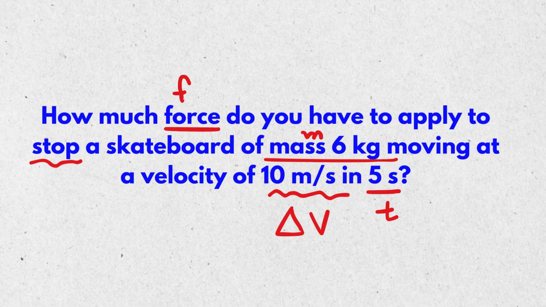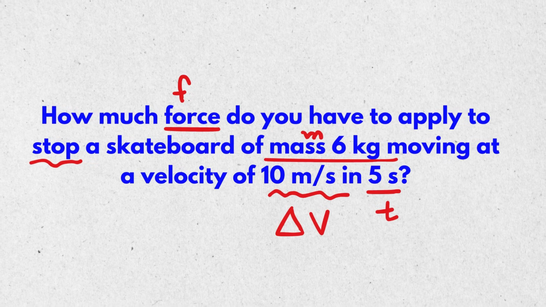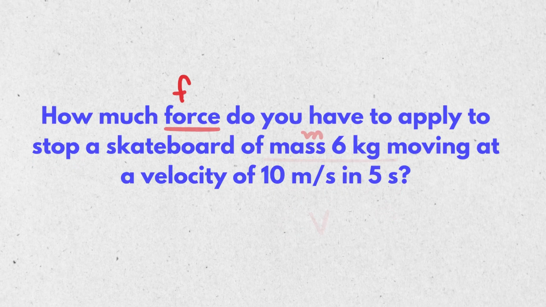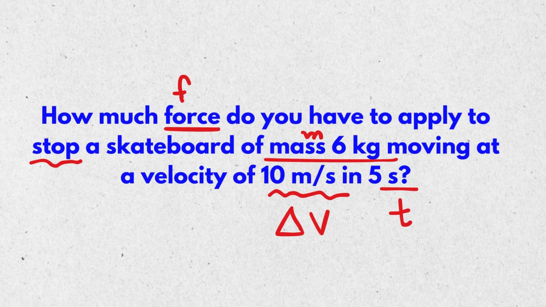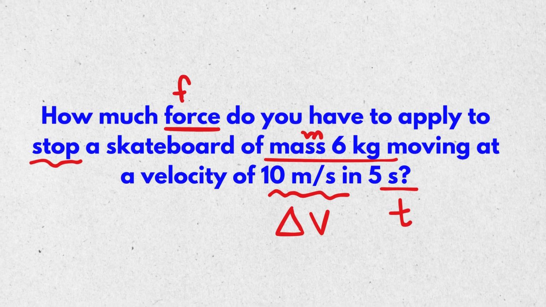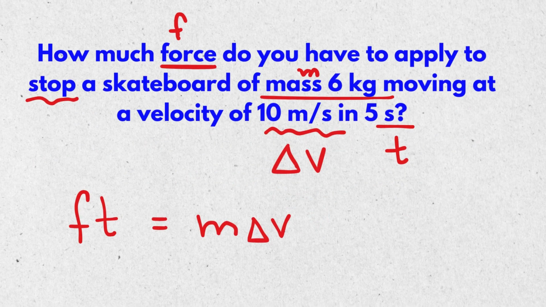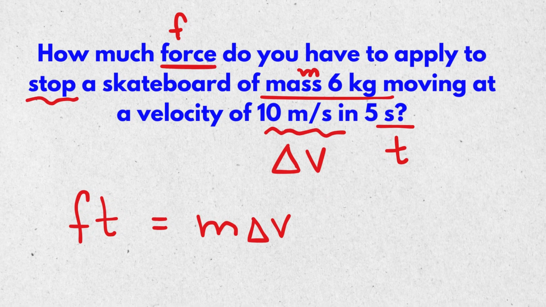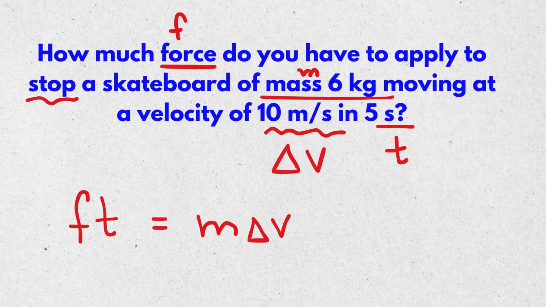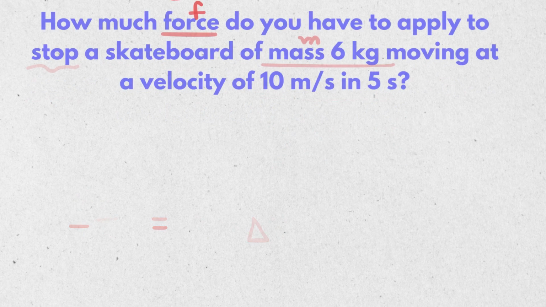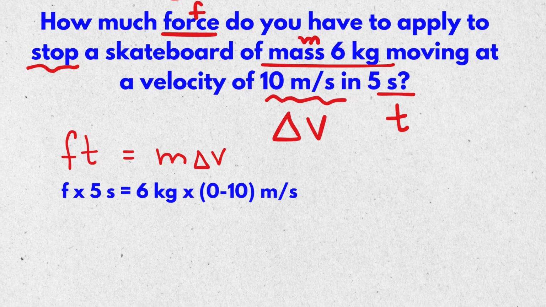Now, as you can see, I did a squiggly line under stop and under 10 meters per second. That's because this combination tells us that there is a change in velocity happening to the skateboard. The skateboard is currently doing 10 meters per second, but its final velocity is going to be 0 meters per second. So the delta V is going to be negative 10 meters per second. Now, just by looking at the variables, we know that the formula we would have to use is Ft equals m delta v. All we have to do at this point is plug in the values and figure out our unknown, which is the force.